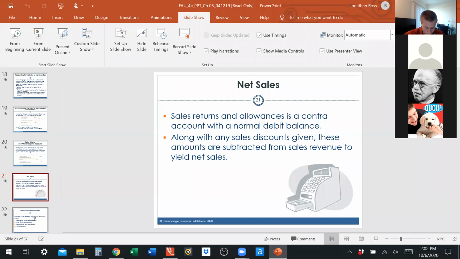You should know this already. We talked about this last time, and I told you last time that we would talk about it in greater detail in chapter 5, which is what we're doing. But net sales is just sales revenue minus sales returns and allowances minus sales discounts. Sales returns and allowances is a contra account to sales revenue. It has a normal debit balance because sales revenue has a normal credit balance. Same thing with sales discounts.